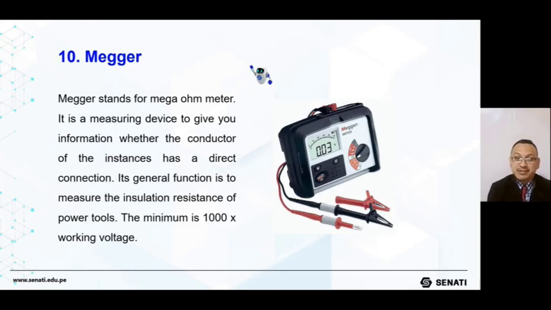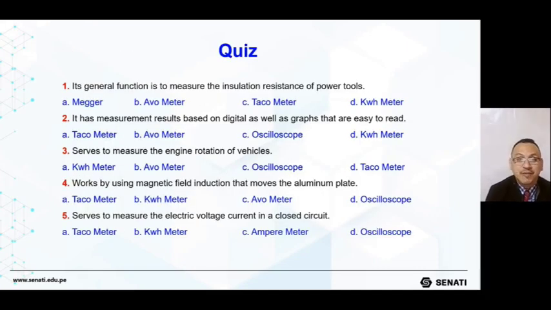Very good, students. Now it is time to measure how much you remember about this lesson. And we'll do it through a little quiz. Good. Here we go. Get set, ready, go. Number one, it says, its general function is to measure the insulation resistance of power tools. Options: megger, avometer, tachometer, and kWh meter, or kilowatt meter.